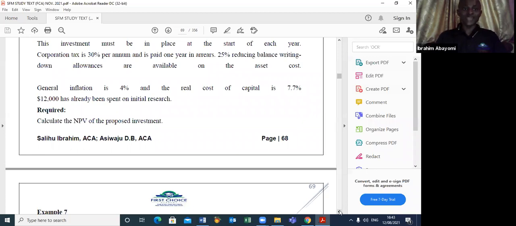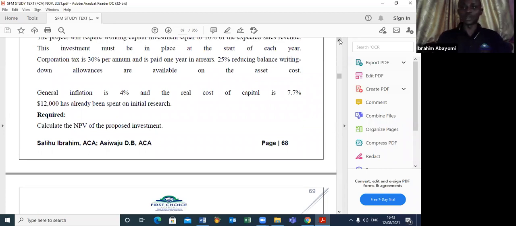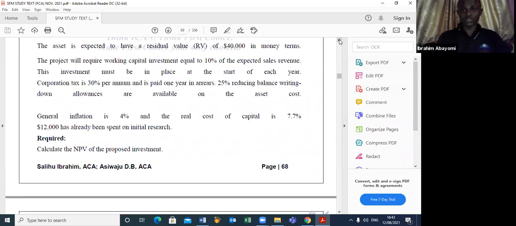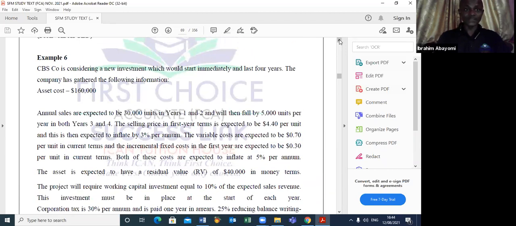Required, calculate the NPV of the proposed investment. This question is explicit, okay? It is explicit enough. So directly, you know that we are computing NPV. There's no need for you to start racking your brain here, okay? So let's go and read the question itself and see the information we have to enable us to solve the question.